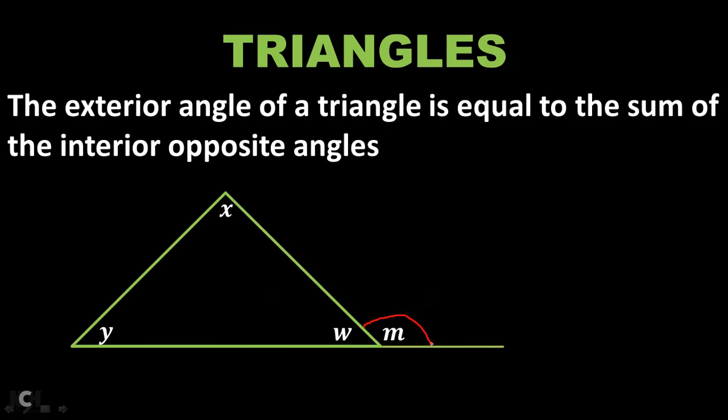So what does this mean? It means that the angle M, which is the exterior angle, will be equal to the sum of opposite interior angles. So we have the first opposite and interior angle, which is X, and the second one, which is the opposite and interior angle, which is Y. So this means that angle M will be equal to angle X plus angle Y. So for this statement, we will use this short and acceptable reason: exterior angle of a triangle.